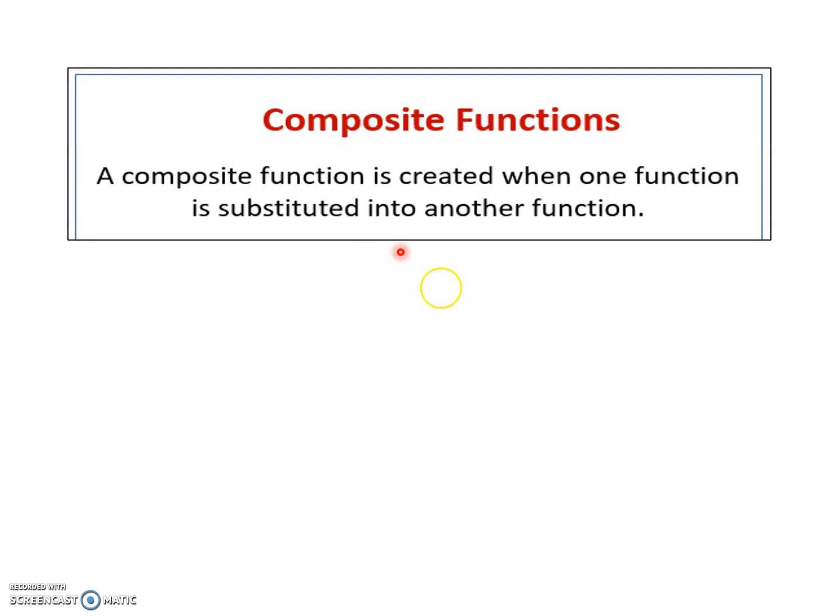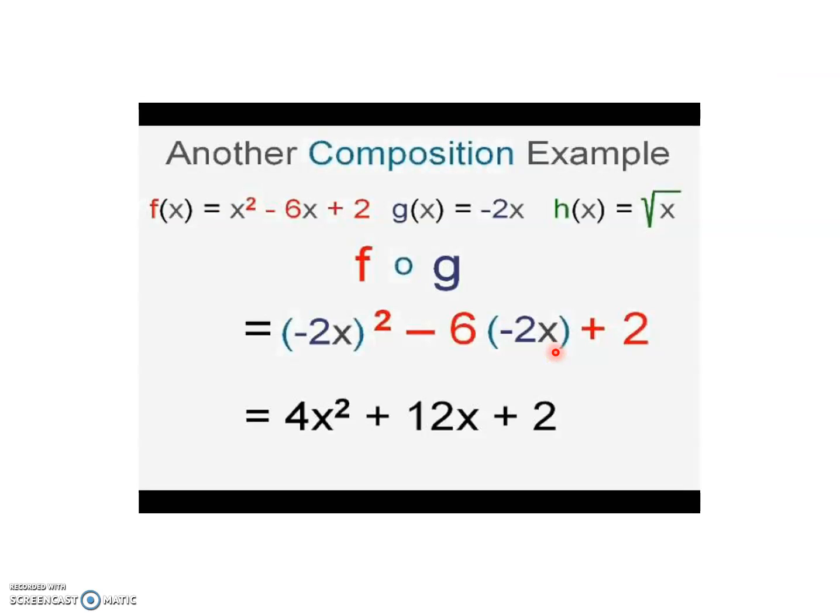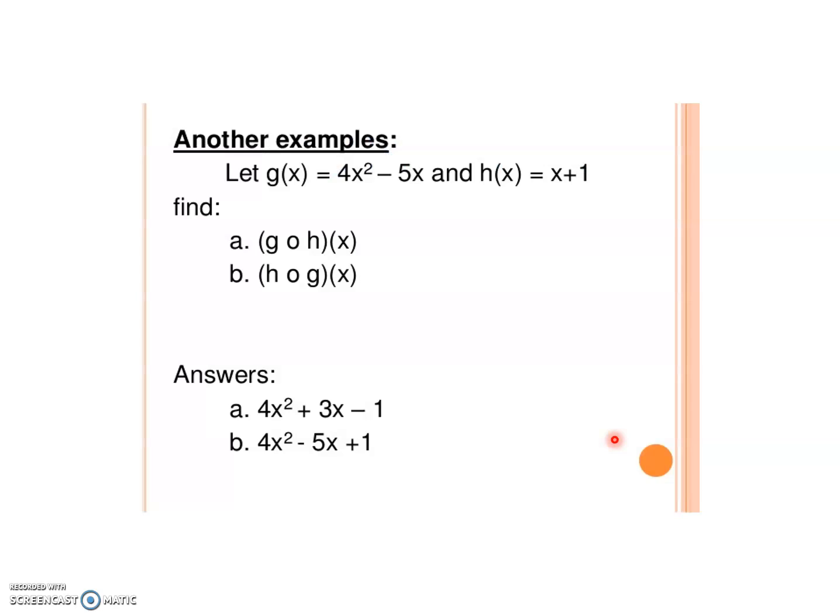Now we have to take the composite function example. A composite function is created when one function is substituted into another function. f(x) = x² − 6x + 2, g(x) = −2x, h(x) = √x. f∘g = (−2x)² − 6(−2x) + 2 = 4x² + 12x + 2. We derive it in this way.